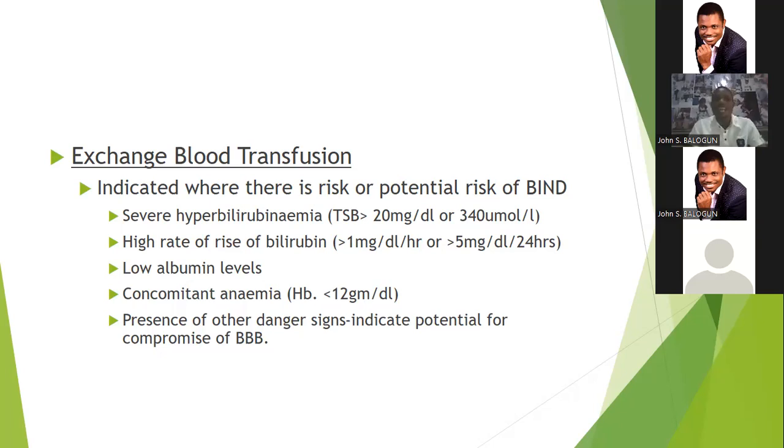Now, if there is evidence of danger signs that indicate a compromise to the blood-brain barrier, maybe the patient is severely acidotic, but the level of the jaundice is not up to the EBT level. But you are seeing other danger signs that will tell you that this thing will continue to rise, so you quickly intervene by doing exchange blood transfusion.